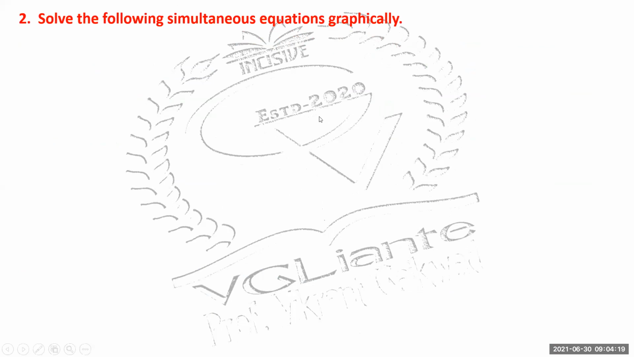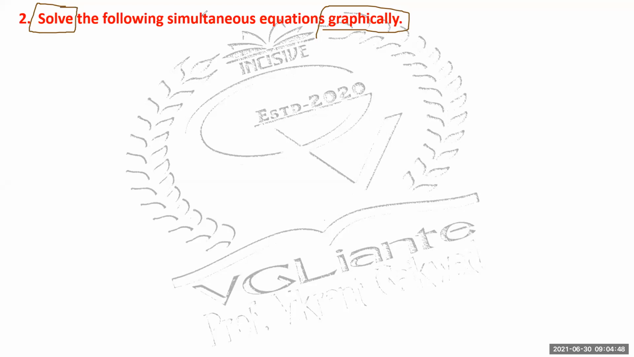Solve the following simultaneous equation graphically. Check. This word is very important: graphically. And solve. Understood? Whenever it is told in the question to solve the following simultaneous equations graphically, that means you have to solve it using the graphical method. You don't have to apply any other method.